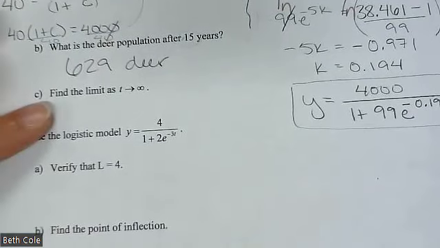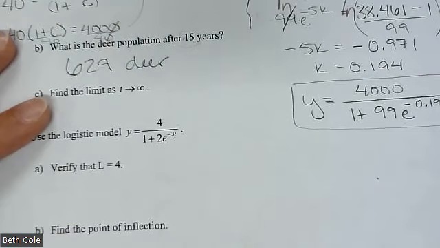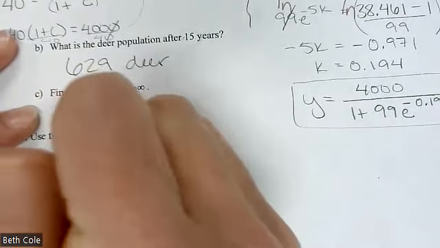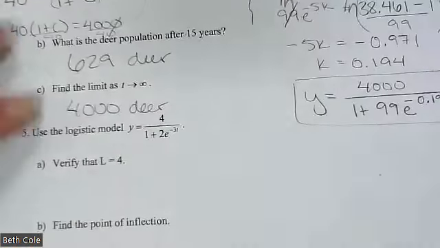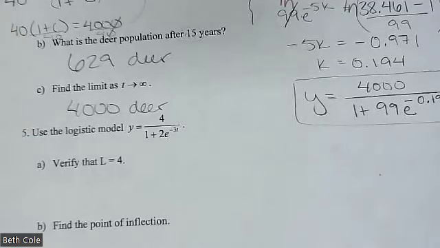And then what is the limit as time goes out forever? Where will the deer level off? 4,000. Why? That's your carrying capacity. That's where it's going to level off. I'm not going to make you do that again.